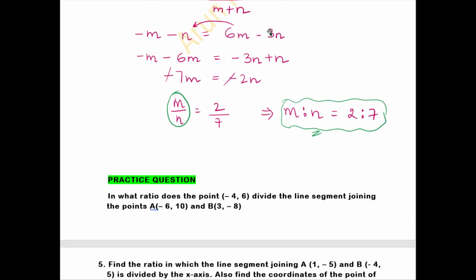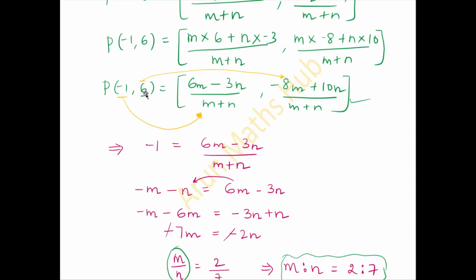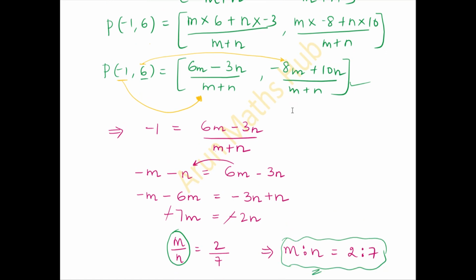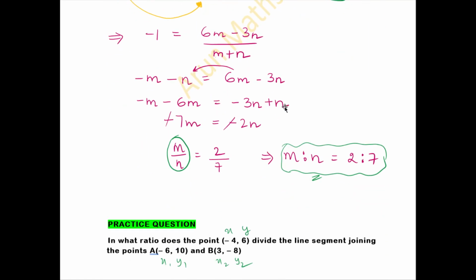A practice question for you. In which ratio does the point (-4, 6), that is the point x comma y, divide the line segment joining the points (-6, 10) as x1 y1, and this as x2 y2? You should find out the ratio m is to n. For this question, equate the y coordinate and find out the ratio m is to n. You get the same answer.